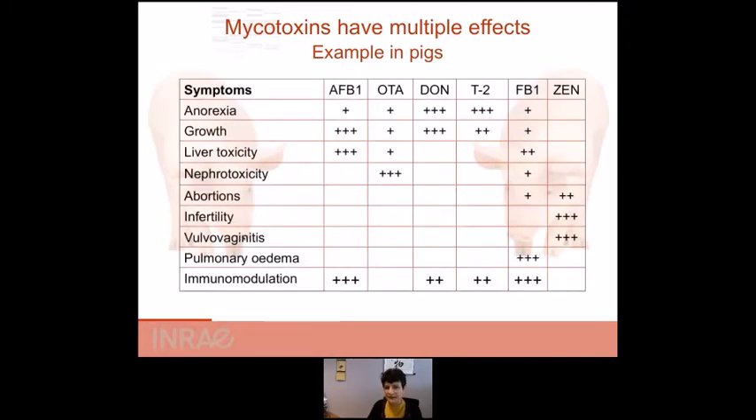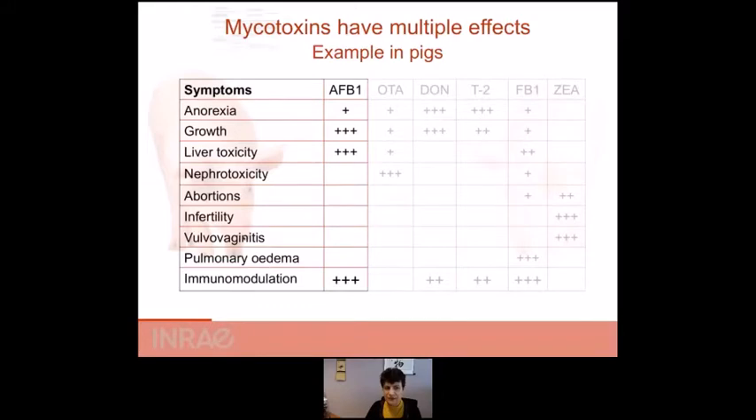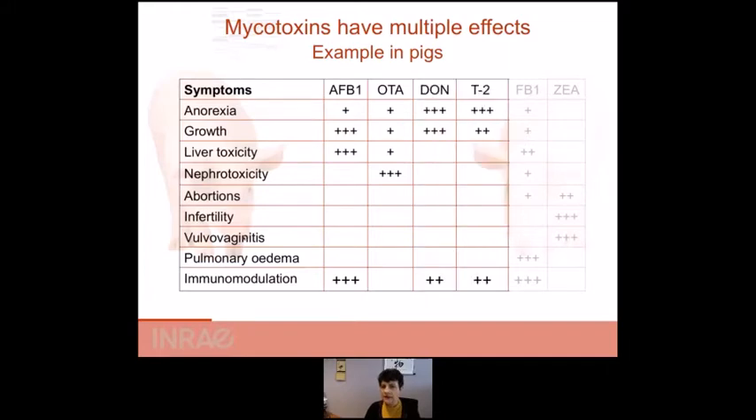So we know that there are different mycotoxins, and we know, for example, that Aflatoxin B1 has its main effect on liver. It induces liver toxicity, but has also an impact on growth. As far as Ochratoxin is concerned, it more targets the kidney. Deoxynivalenol and T2 toxin are two trichothecenes, and trichothecenes are known to affect growth and feed intake, inducing anorexia. Fumonisin B1 is known, especially in pig, to target the lung, and zearalenone is known to target the reproductive tract.